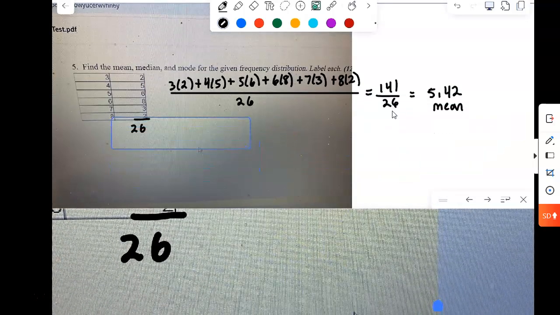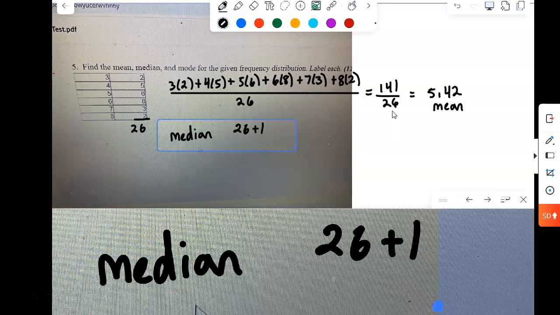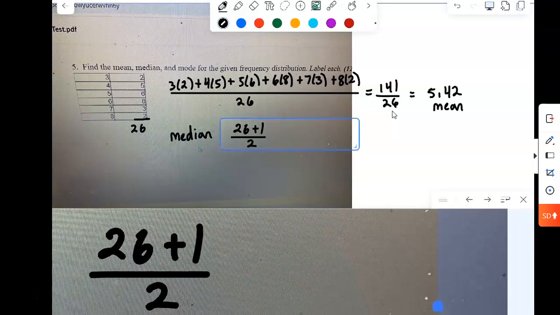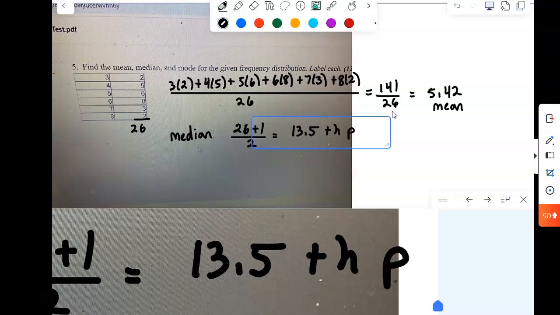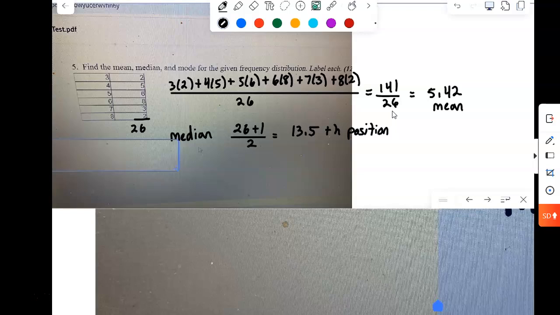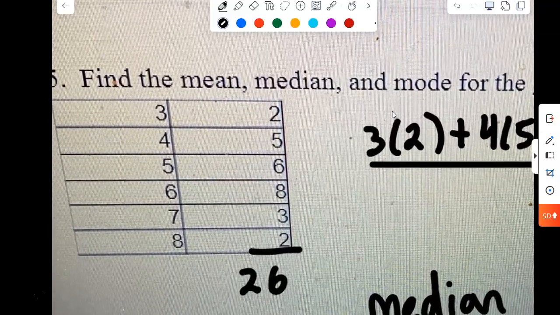Now to do the median, remember we take our number of things, which in this case is 26, add 1 onto it, divide by 2. So that would mean that our median is in the 13.5 position. So then to do the median, we start counting and seeing where would 13.5 be? Where would the 13.5 number be?